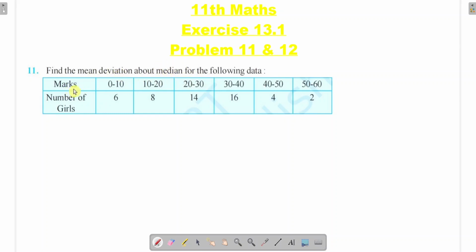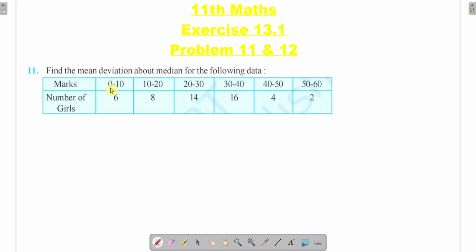The given data is a continuous frequency distribution, because you can see the observations are 0 to 10, then 10 to 20. So this is a continuous frequency distribution, and what is given here are marks and the number of girls.